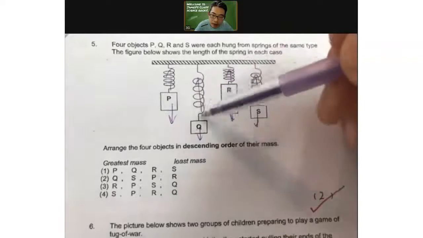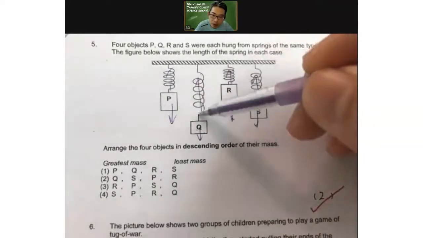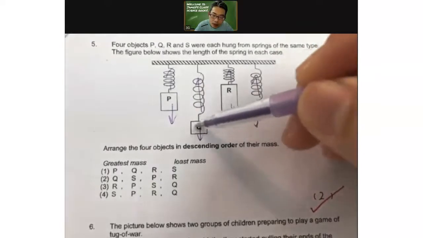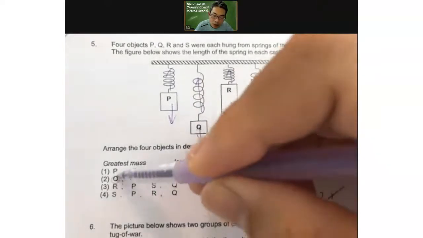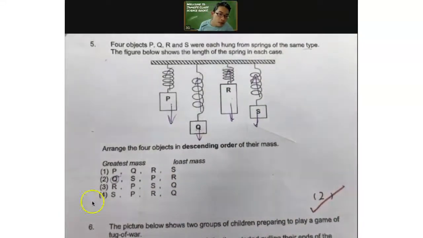So this extension seems to be the greatest. Since the springs are of the same type, this one stretched the most. So Q must be the greatest mass. So this is the only one with Q. Now let's look at the next one.